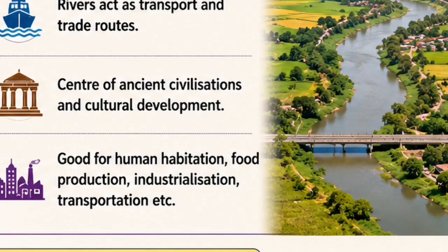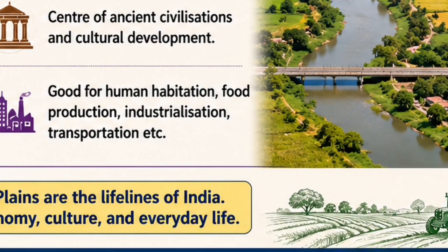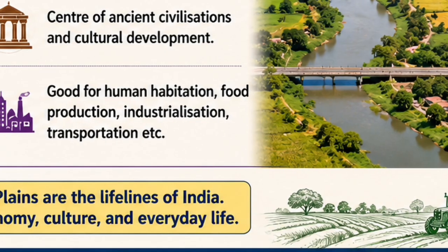Next, the third point is the center of ancient civilization and cultural development. Yes, here ancient civilizations developed, like the sites of Vedic civilization and sites of the Mahajanapada period, which you can find here. Then next is good for human habitation, food production, industrialization, and transportation, because this area is plain. A plain area is good for human habitation and food production takes place, as you know, industrialization takes place here, and transportation is very easy, right?